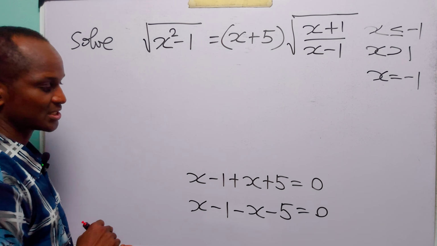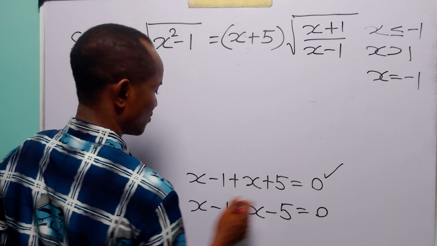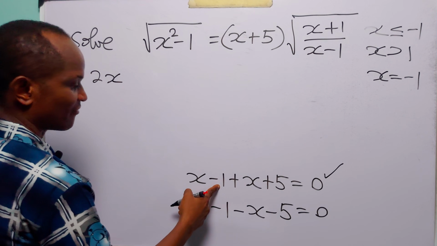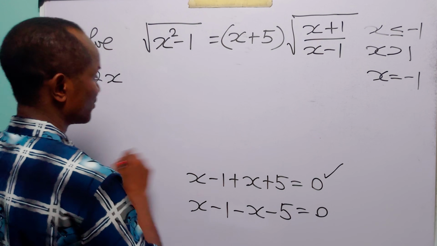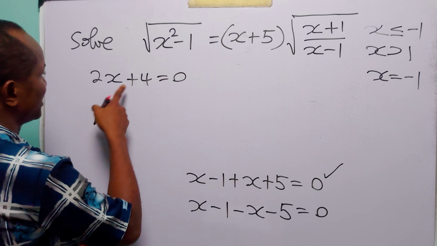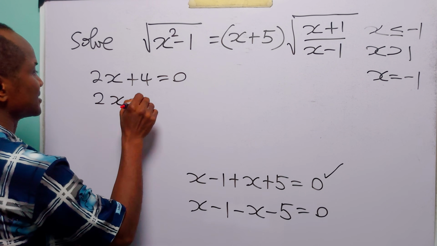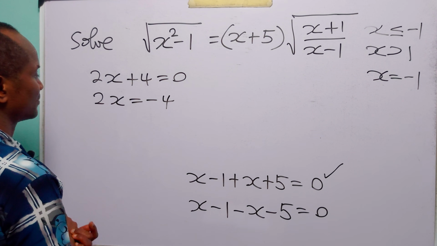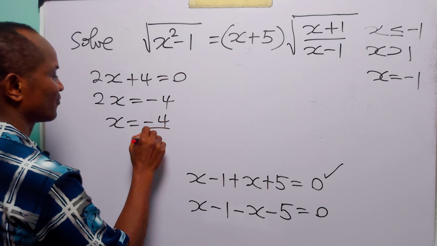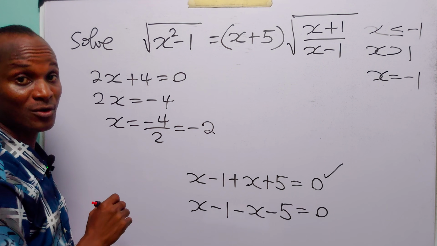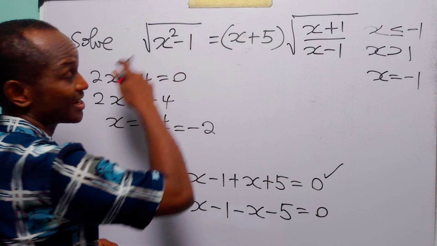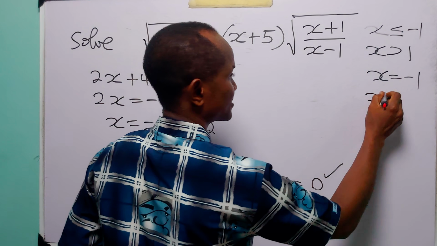Now let us look at the first equation. We have x plus x, which is 2x. We have minus 1 plus 5, which is plus 4, is equal to 0. Now from here we have 2x is equal to minus 4. Dividing both sides by 2, we have that x is equal to minus 4 over 2, which is equal to minus 2. So we have found a second value of x that satisfies this radical equation, that is x equal to minus 2.